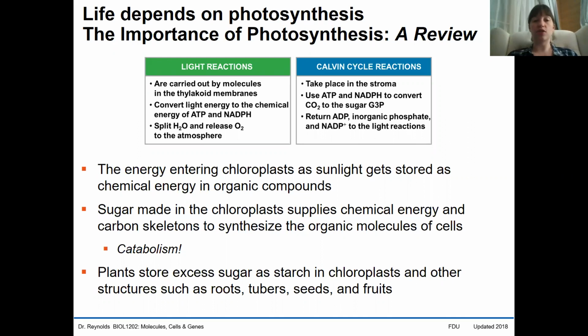And sugar, which is made in the chloroplast, supplies chemical energy and carbon skeletons to be able to do other processes. This is catabolism. It's not enough for the plant to make the sugar. It has to be able to utilize it when it's done. And remember that plants can store that excess sugar as starch.